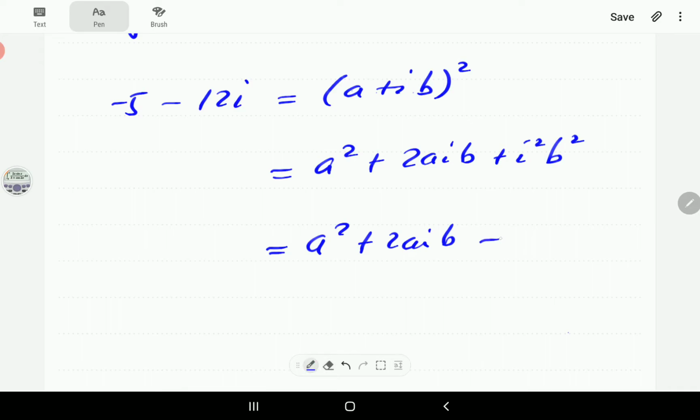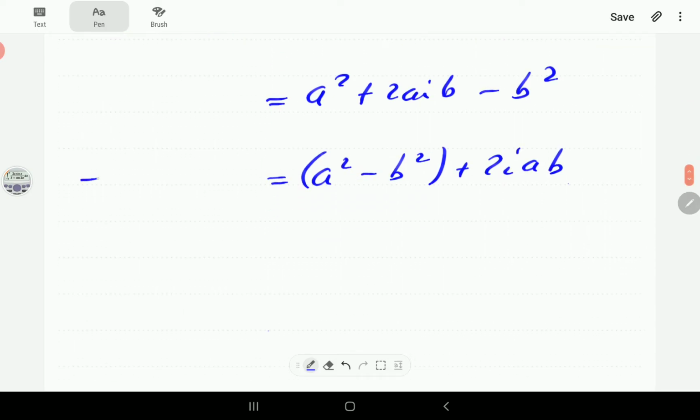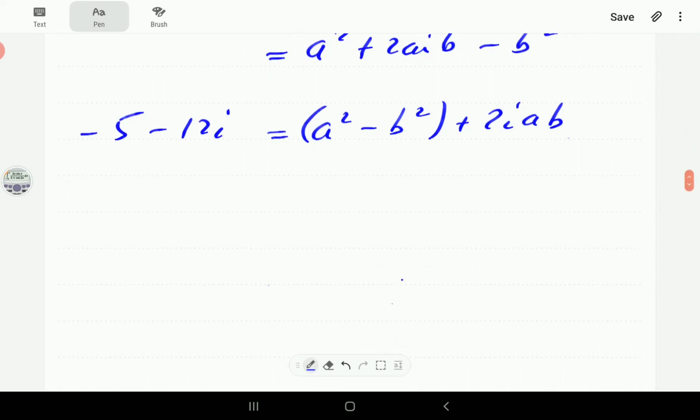So this is the same as minus b squared. Then if we collect the real and imaginary terms, this is what we have. On the left hand side we have got this. Now, as is usual with equations involving complex numbers, at this point we balance the real components and the imaginary components on the two sides of the equation.